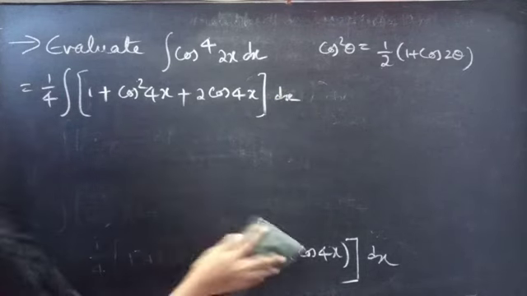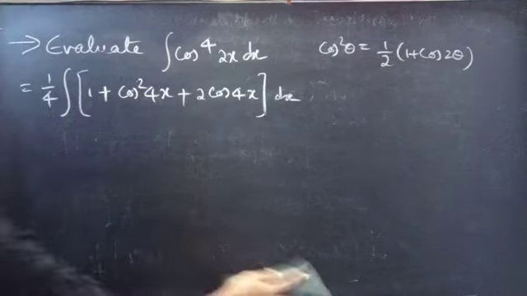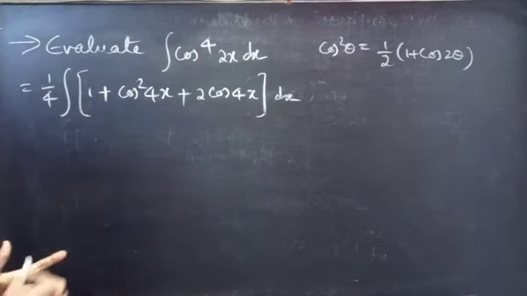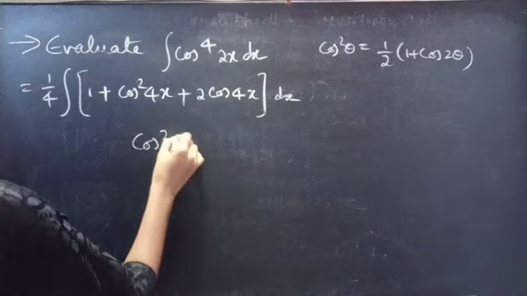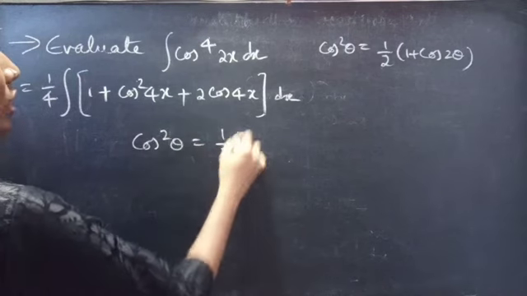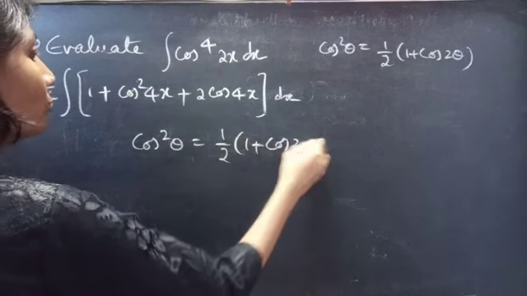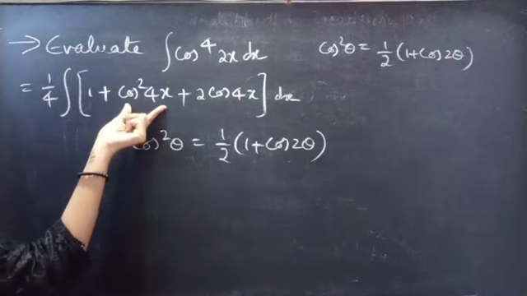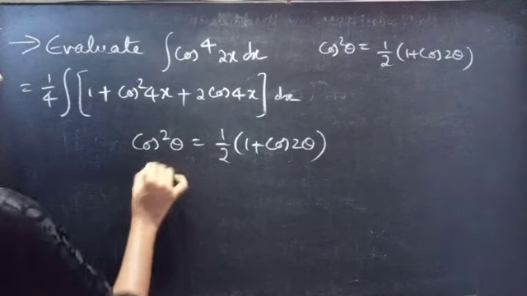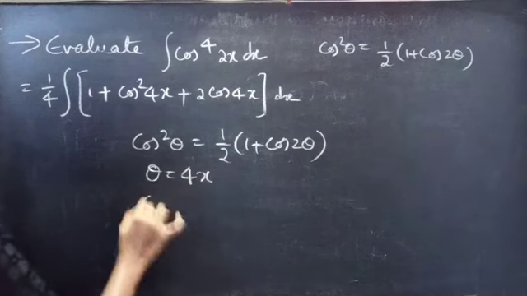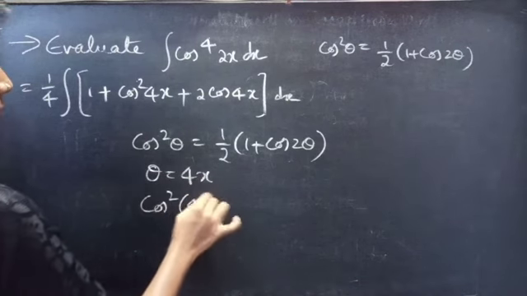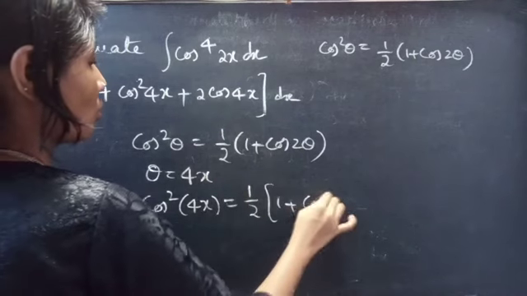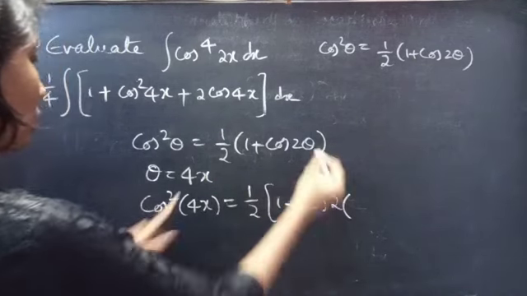Again, cos^2 4x, or cos^2 theta, appears in our problem, right? We have cos^2 theta equals 1 by 2 into (1 plus cos 2 theta). Now just compare cos^2 theta with cos^2 4x. So for theta equals 4x, we get cos^2 4x equals 1 by 2 into (1 plus cos 2 into 4x).